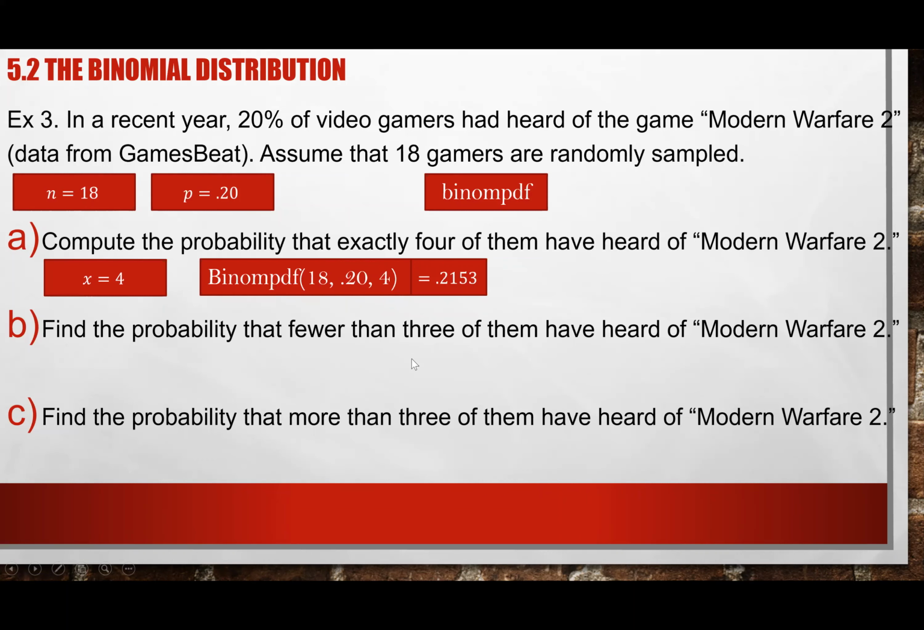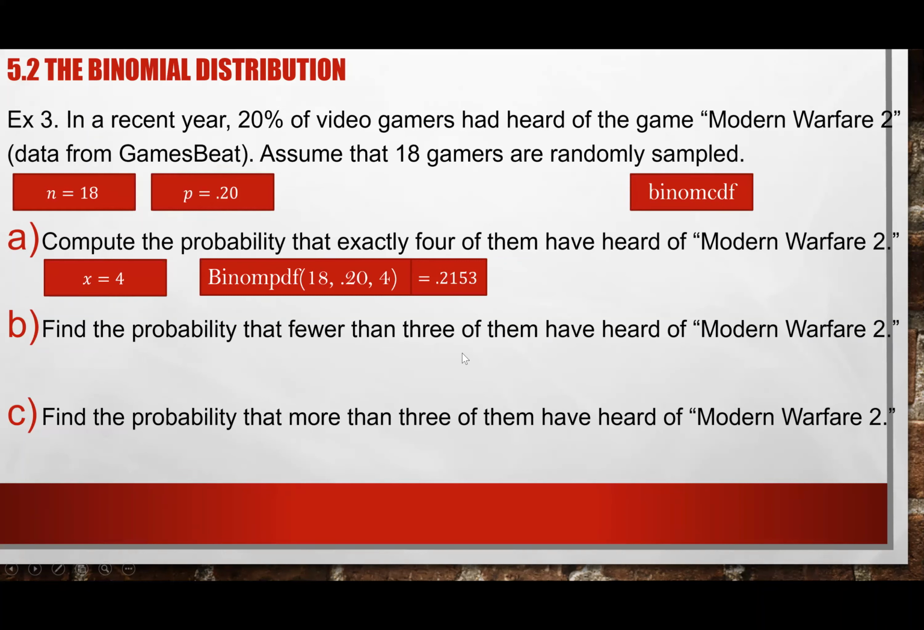Now, looking at part B, they ask you to find the probability of fewer than 3. Just like before, fewer than 3 means a group of numbers: the 2, the 1, and the 0, just like your test question earlier. Because we have a group of numbers, instead of doing each one individually, your calculator accumulates them all together, which is what we do using the binomial CDF.